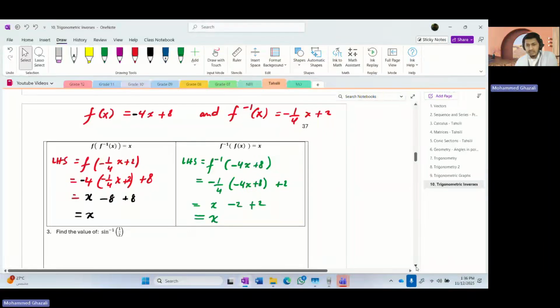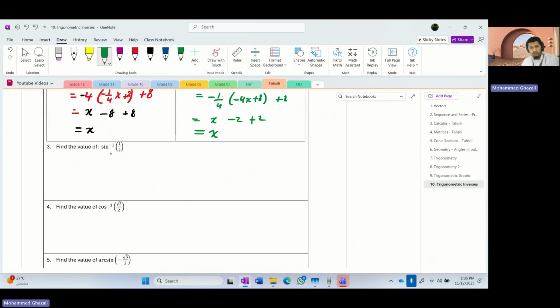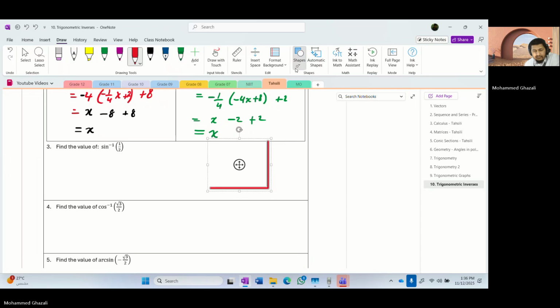Excellent. Now let's solve some questions involving trigonometry. We want to know what is the value of sine inverse half. How are we going to get sine inverse half? We have to use the 30, 60, 90 triangle. If you use the 30, 60, 90 triangle, we can actually solve it. It's a special angle, basically.